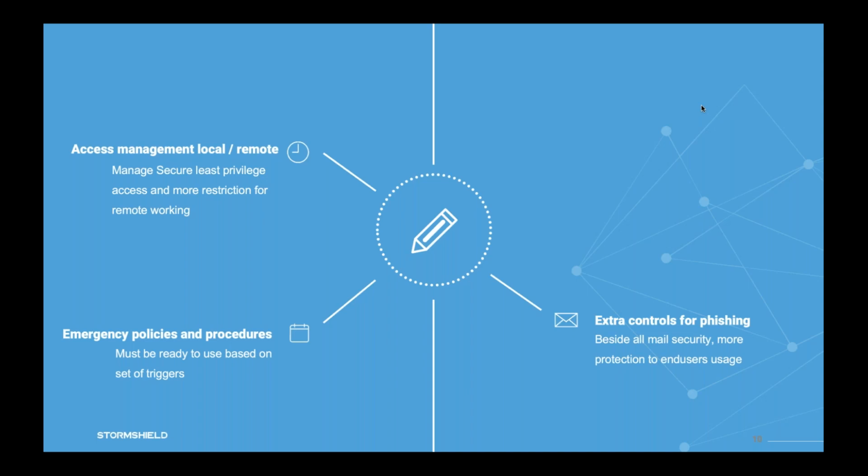And finally, I would say, sorry, not finally. So extra controls, finally on this slide, extra controls for phishing. Phishing is not only about mail security. That's the point. Now, mail security is the number one control to provide anti-spam and all the techniques around it.